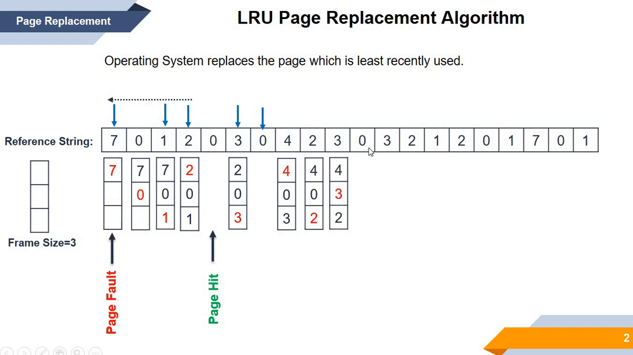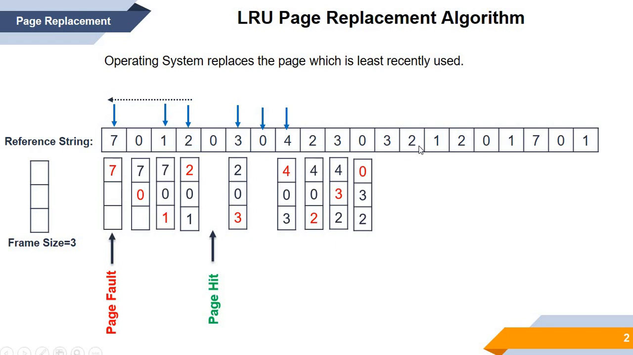Next page is 0. It is not in the page frame. Out of 4, 3, 2, the least recently used page is 4. In place of 4, 0 will be added in the page frame. Next page is 3. It is present in the page frame. There is a page hit. No change in the page frame.